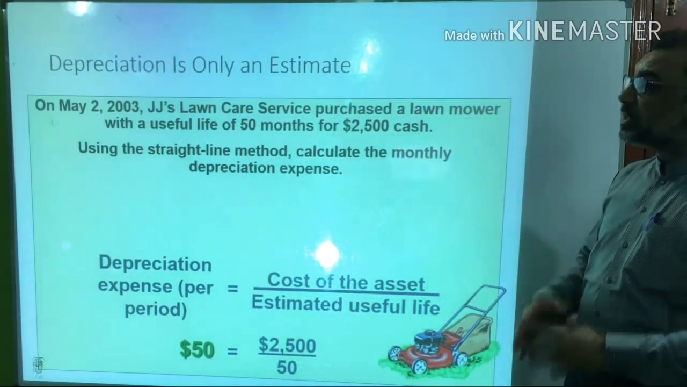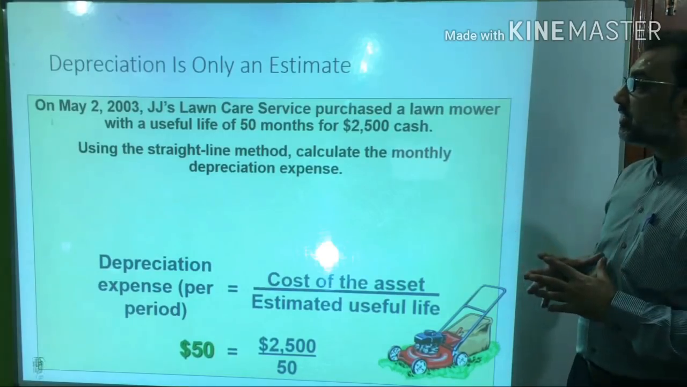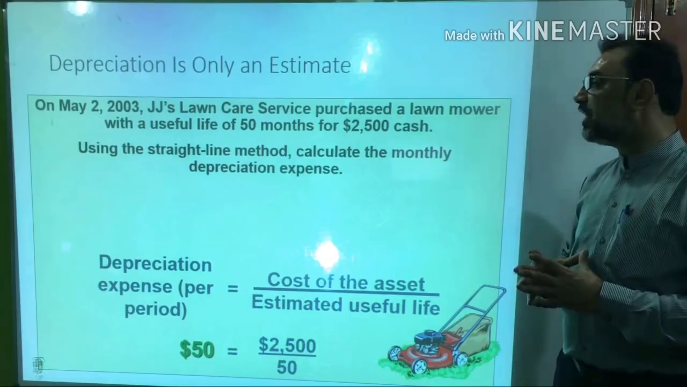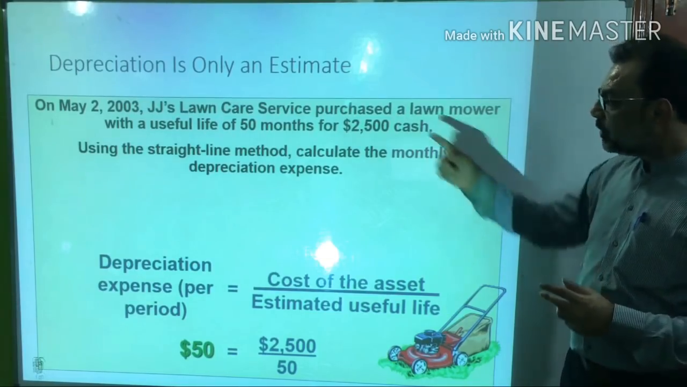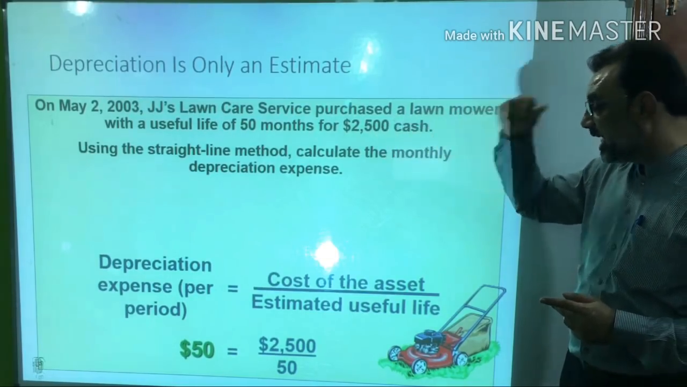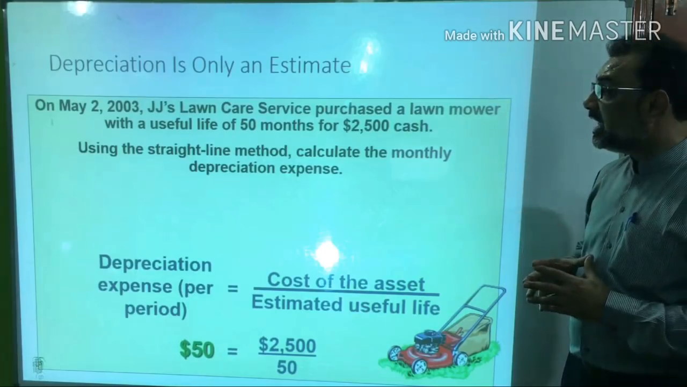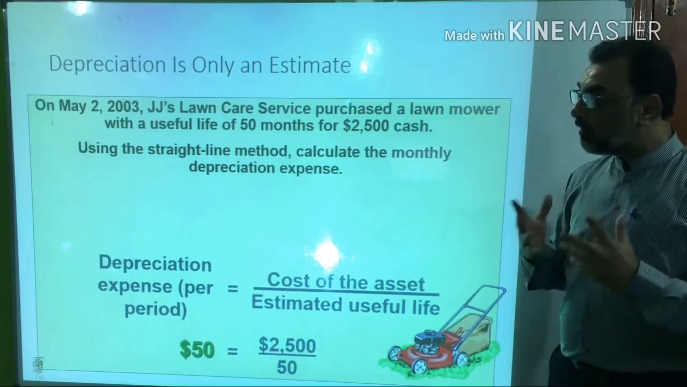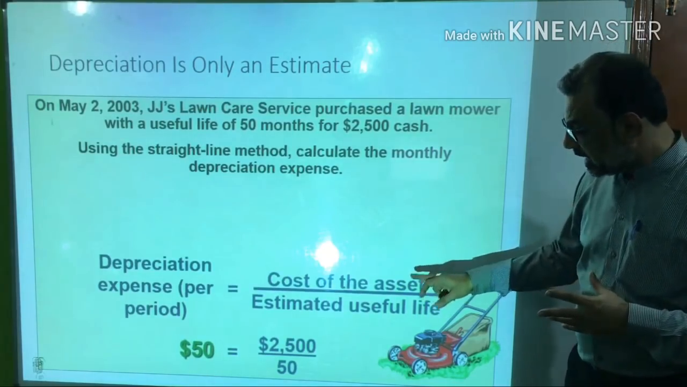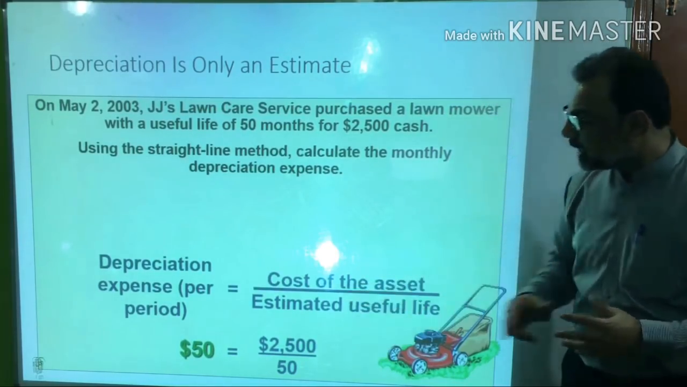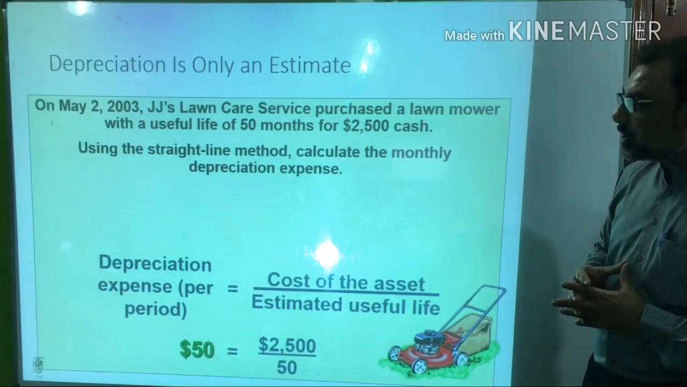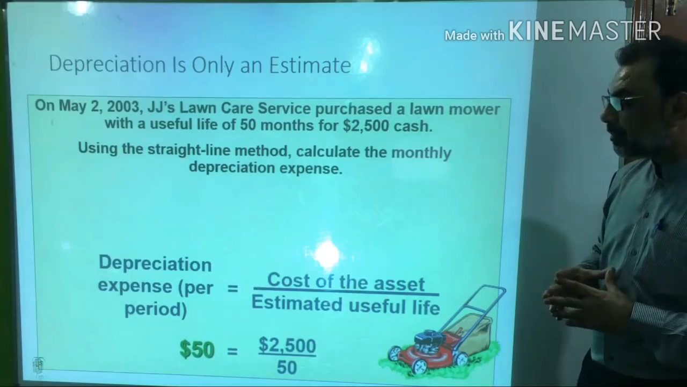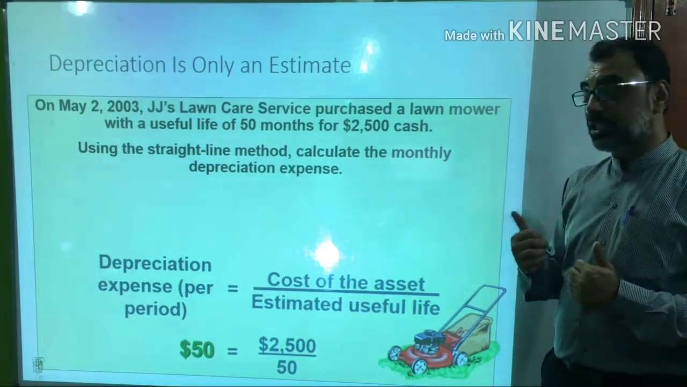On May 2nd, 2003, JJ Lawn Care Service purchased a lawn mower with a useful life of 50 months for $2,500 cash. Now you can see that the amount of the asset is $2,500 and it will remain useful for JJ Lawn Care Service for 50 months. So 2,500 divided by 50, you can calculate that the monthly depreciation is 50. Here we are using the straight line method. So $50 will be the depreciation expense.